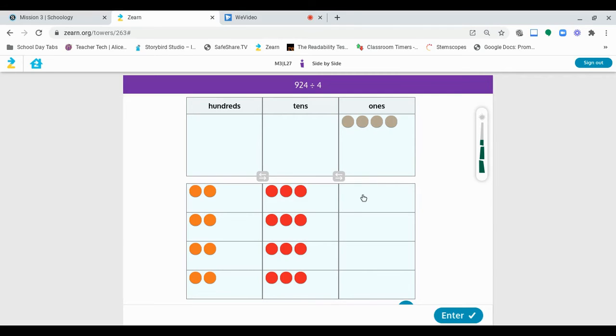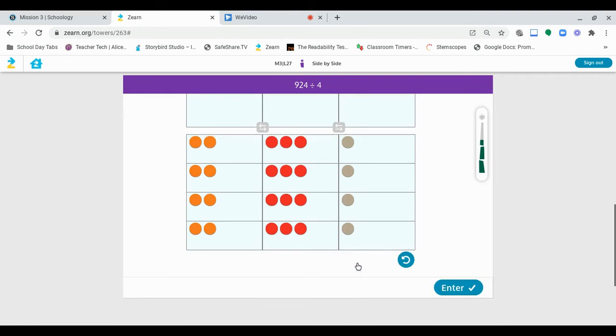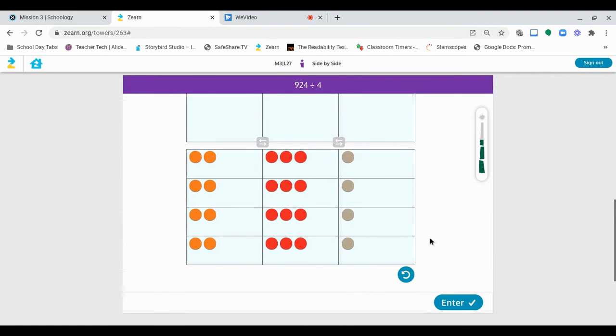And now I have 4 ones. So I'm going to go 1, 2, 3, 4. And now I'm all out. And I've distributed them equally. I've shared them equally. Excellent.